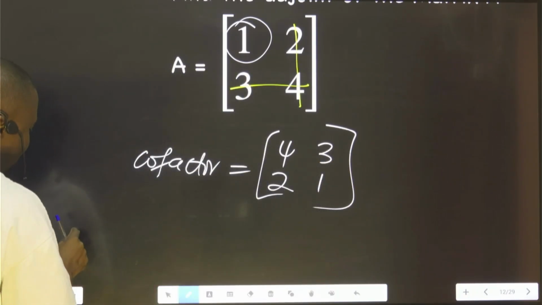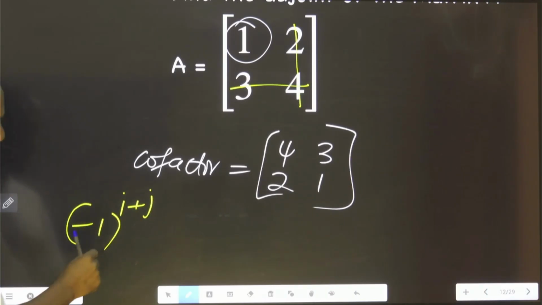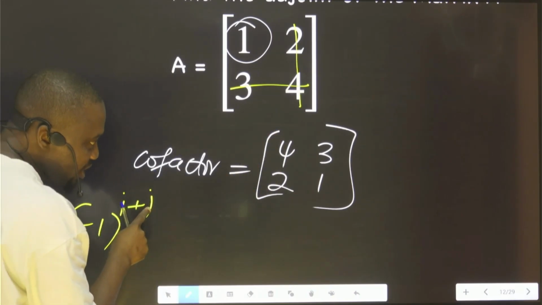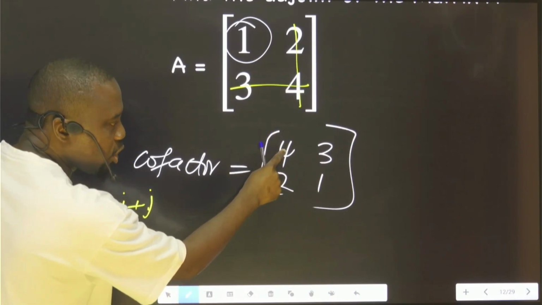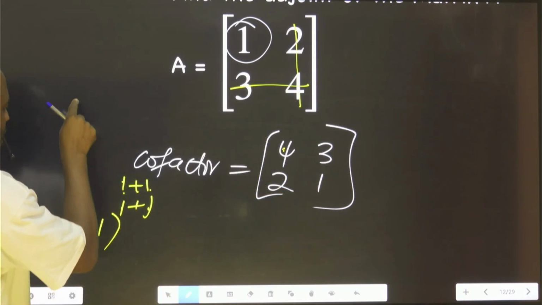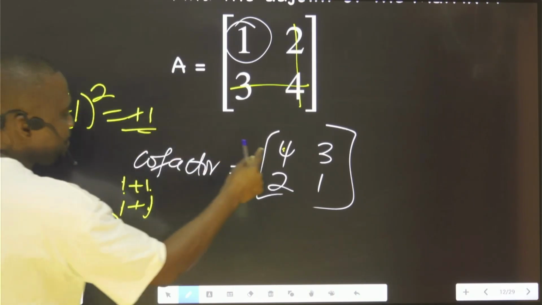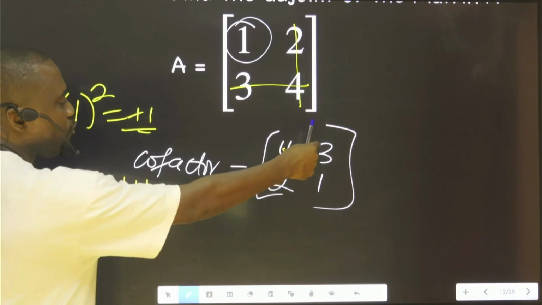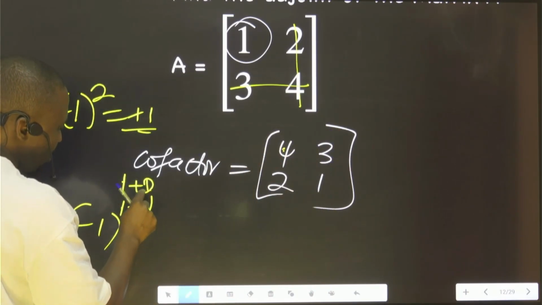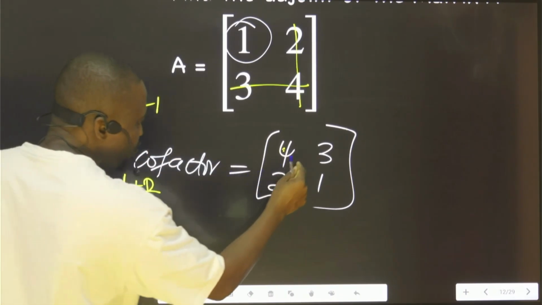Remember, the sign is minus 1 raised to the power i plus j, where i is the row and j is the column. For this one, the row position is 1 and the column position is 1. It means 1 plus 1, which is 2. Minus 1 raised to power 2 gives us plus 1. It means we are not going to change the sign of this. For this one, first row, second column, that is 3. This will produce minus 1, so we put minus here.